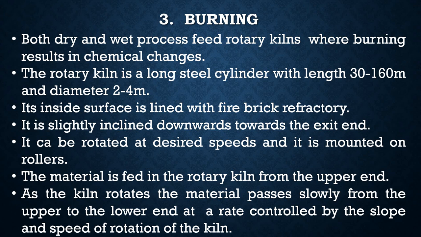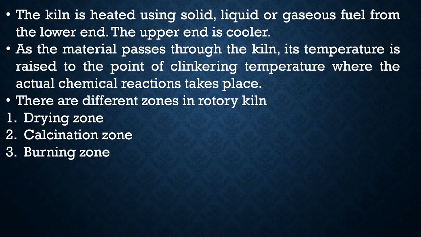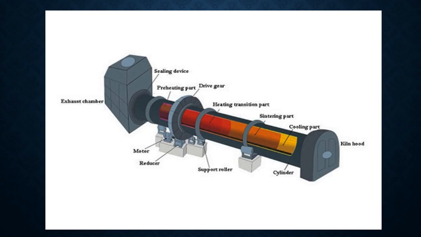The material is fed into the rotary kiln from the upper end. As the kiln rotates, the material passes slowly down from the upper end to the lower end at a rate controlled by the speed of rotation of the kiln. All those points can be seen in the picture kept under it. The kiln is heated using solid, liquid or gaseous fuel from the lower end. The upper end is cooler. As the material passes through the kiln, its temperature is raised to the clinkering temperature, where the actual chemical reaction takes place. There are different zones: drying zone, calcination zone and burning zone.